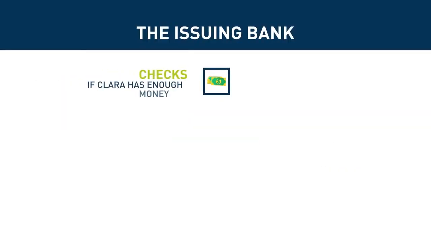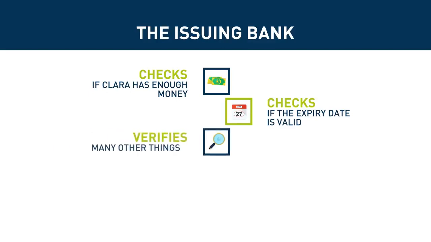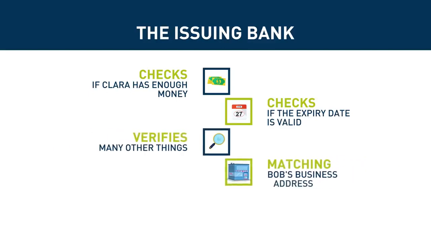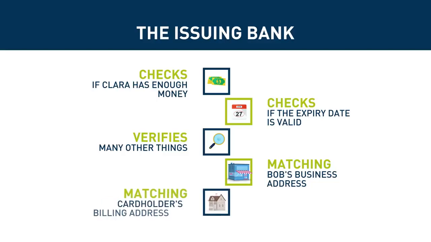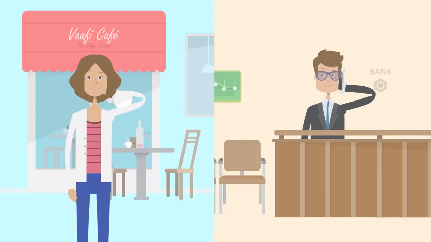The issuing bank checks if Clara has enough money, checks if the expiry date is valid, and verifies many other things, including matching Bob's business address and the cardholder's billing address. That's why you always need to call your bank if you travel abroad and would like to use your credit card in a different country.